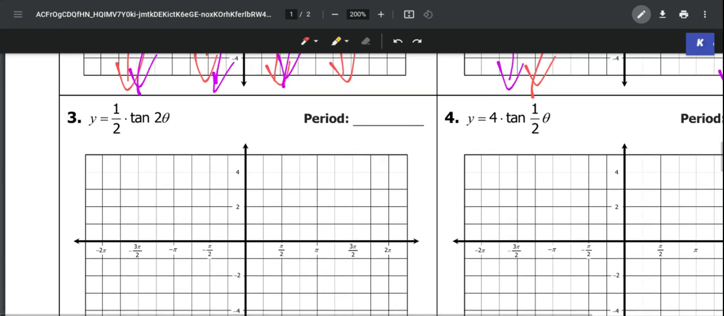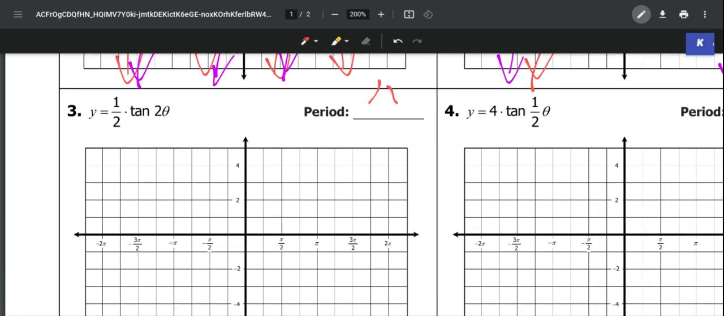Now our period comes from this 2 that's in tangent with theta, and we take pi over 2. So the period is just pi over 2. Now if we take pi, or that period, and divide it by 2, it will give us our asymptote. So here we would get pi over 4, because if we divide by 2, essentially it's multiplying by 1/2, and that would give us pi over 2, or pi over 4. My bad. So our asymptote here is pi over 4.